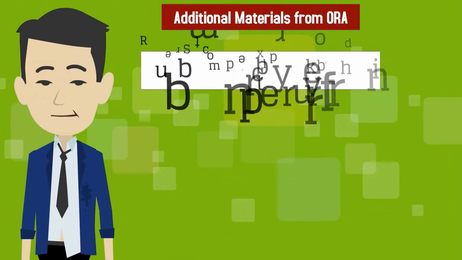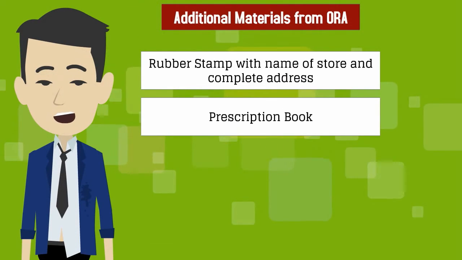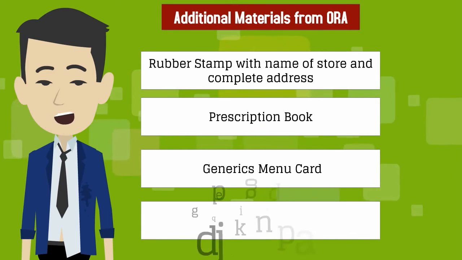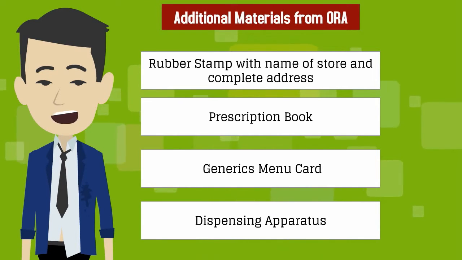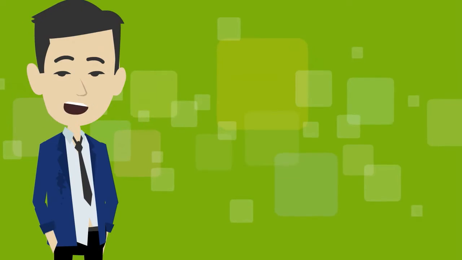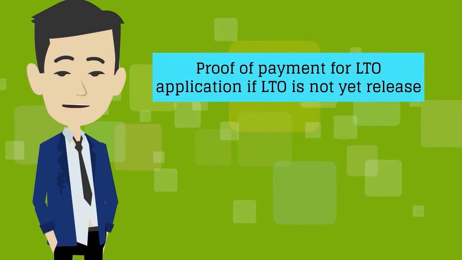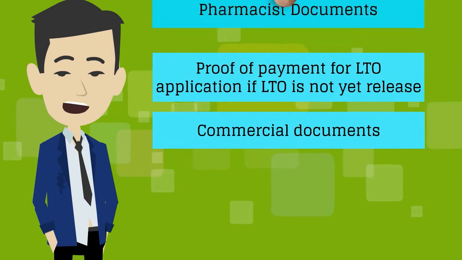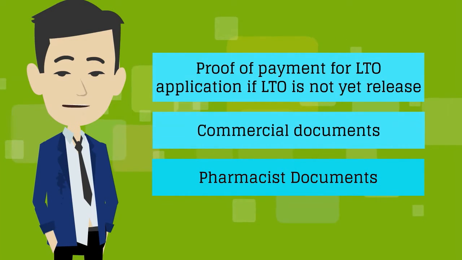The Office of Regulatory Affairs will also provide the following: rubber stamp, prescription book, generics menu card, and dispensing apparatus. In addition, please take note that the pharmacist and pharmacy assistant are responsible for the submission of their credentials to the Office of Regulatory Affairs. To summarize, this will be the contents of the Blue Book from the Office of Regulatory Affairs: proof of payment for LTO application, commercial documents and pharmacist documents.